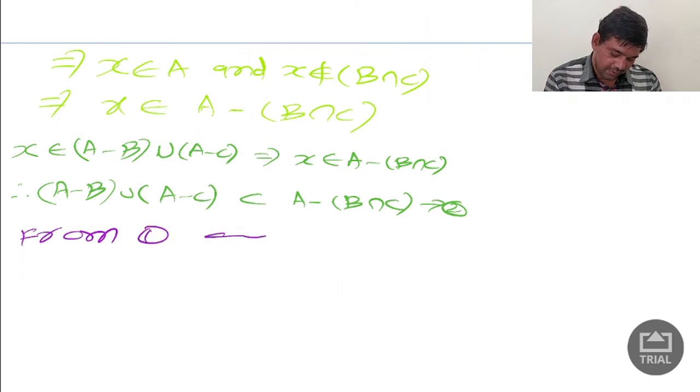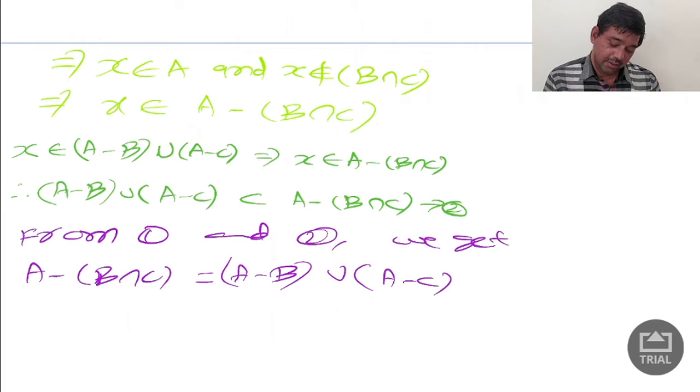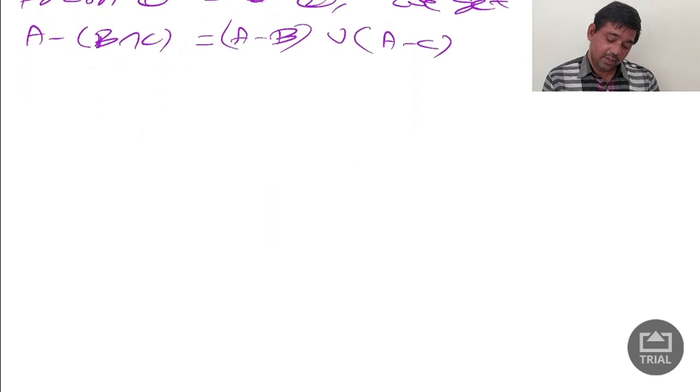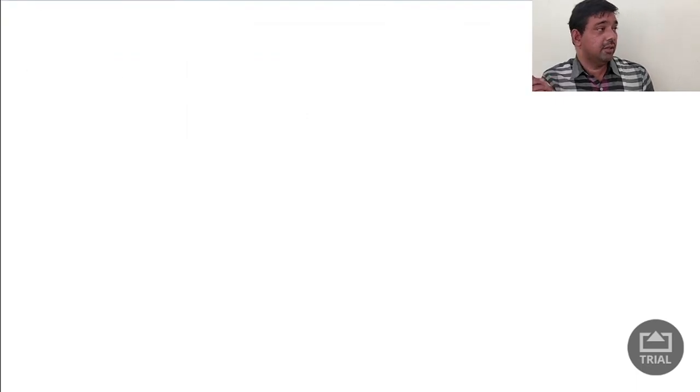From 1 and 2 we get a minus b intersection c is equal to a minus b union a minus c. So in this way we can solve the problem, guys. This is a problem we can solve in this manner. Okay, understood?